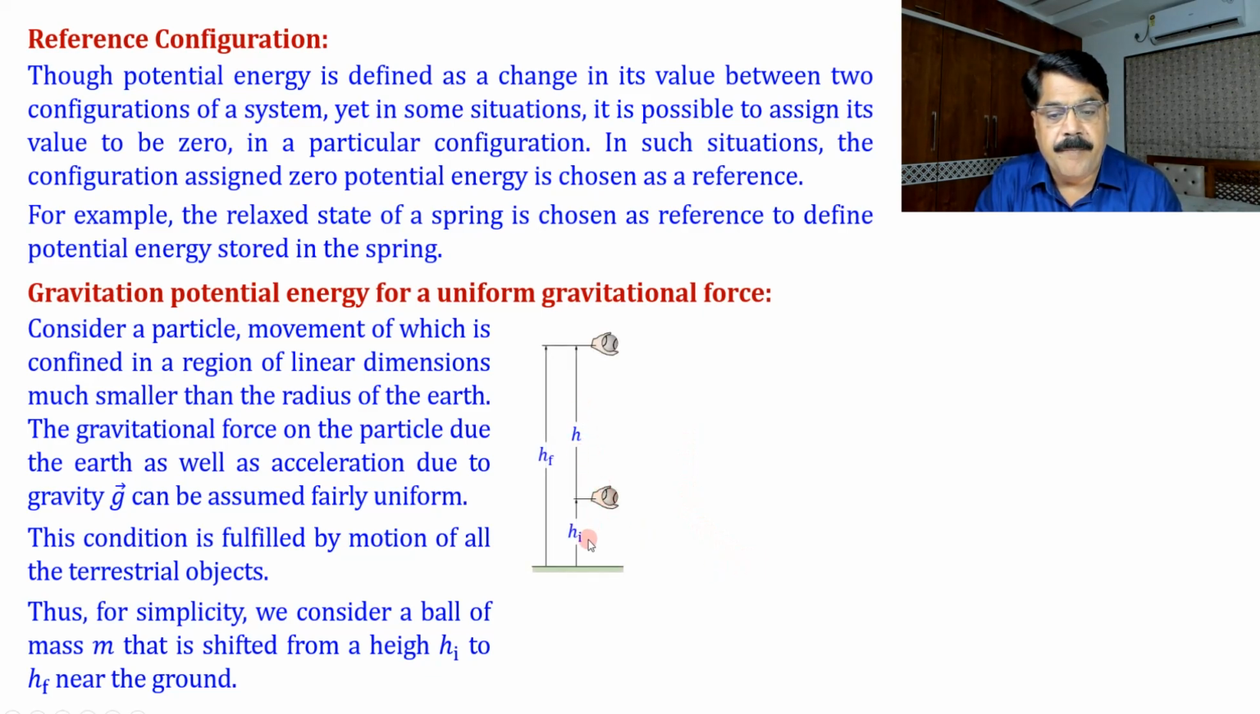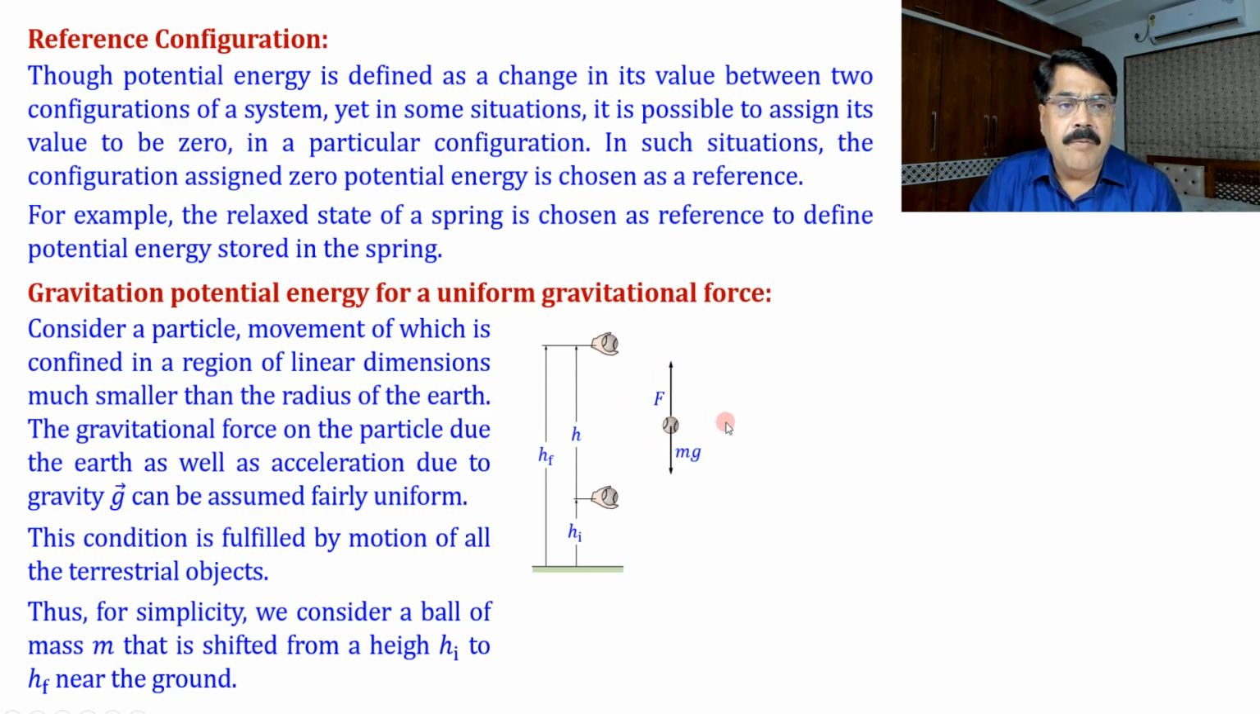See here the figure. This ball was initially at height hi. Now it is shifted to height hf, and this h is much smaller than the radius of the Earth. So throughout this movement, gravity can be assumed uniform. And here is the free-body diagram. That is mg, the weight of the ball, and here the applied force which is used to lift the ball. You can see very carefully that I have shown this F somewhat greater than mg. Of course, to lift the ball, F must be slightly greater, but I have shown it considerably greater.